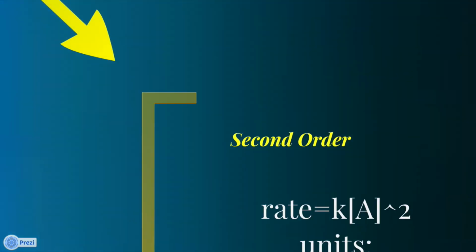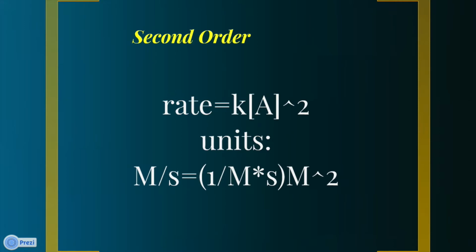For second order, you have a unit of moles per liter squared for your concentrations. You want to get to moles per liter per second. Therefore, we need to get rid of one of the moles and include time. So our K needs to be 1 over seconds times moles per liter. This will get us to our needed unit for rate.